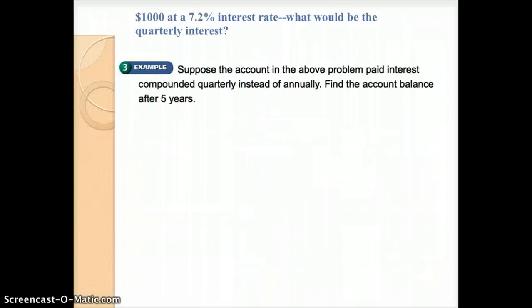So let's look at this one. Suppose the account in the above problem, and I rewrote it here, you were getting $1,000 at a 7.2% annual interest rate. Suppose it paid interest compounded quarterly instead of annually. Find the account balance after 5 years. So the first thing we need to do is 7.2 divided by 4, because that's going to give us the amount of interest we make quarterly, and that's 1.8% every quarter.